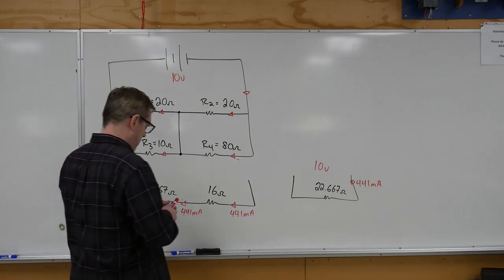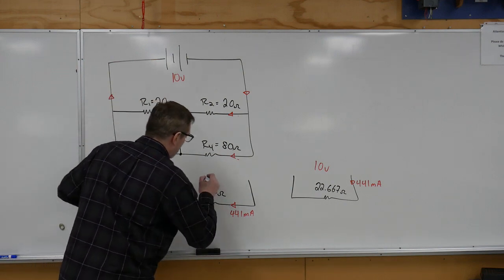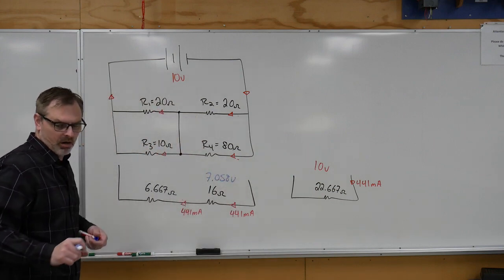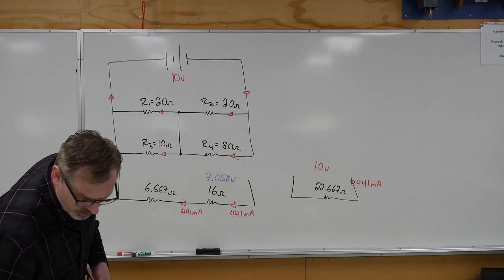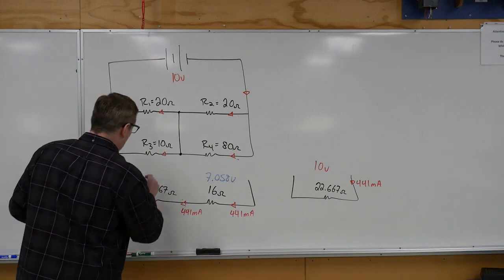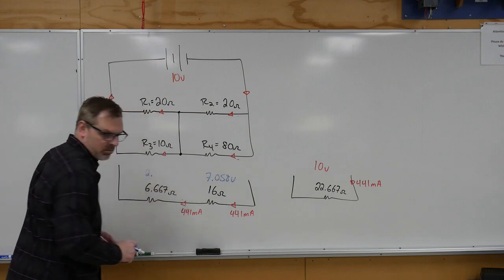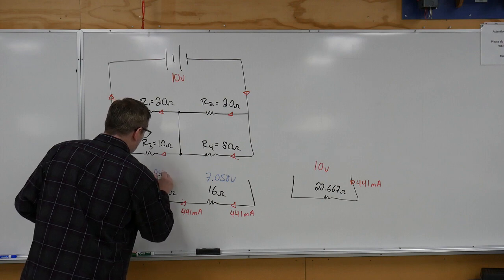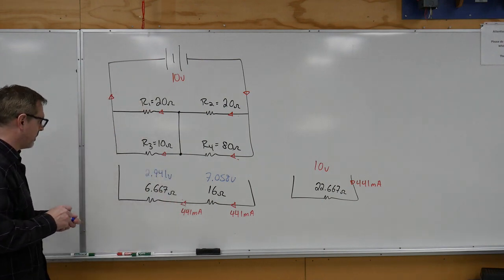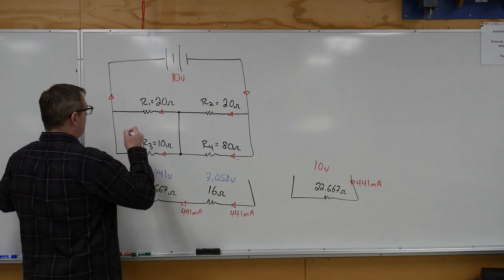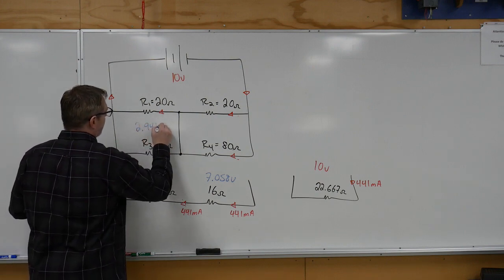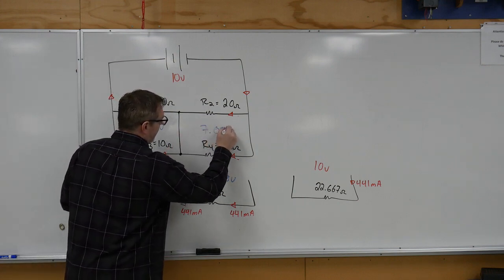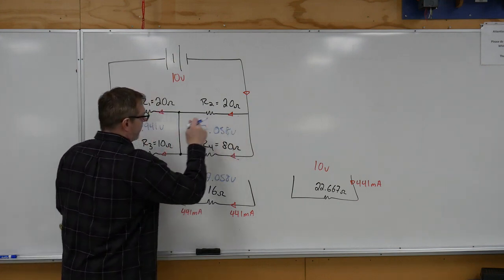7.058. That's my voltage drop there. I'm going to subtract that from 10. It'll just save me one more calculation. And we got, what do we got? 2.941. So those are my voltage drops now. Okay, so we got 2.941 volts at both of those and 7.058 volts at both of those.